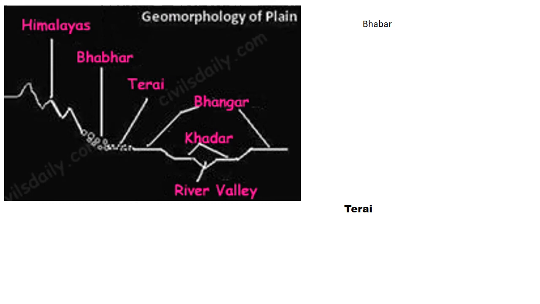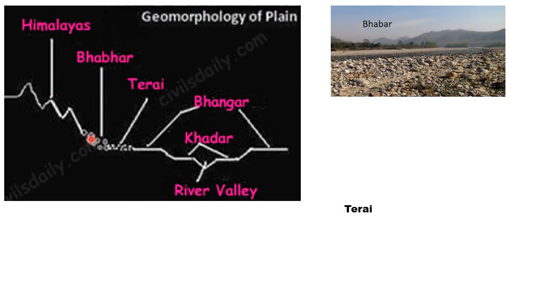Now students, we will be discussing the Bhabar, Terai, Bhangar, Khadar and river valley. After the river descends from the mountain, as we can see here, this region is known as Bhabar. All the streams disappear in this Bhabar belt. Picture wise, it is like this.